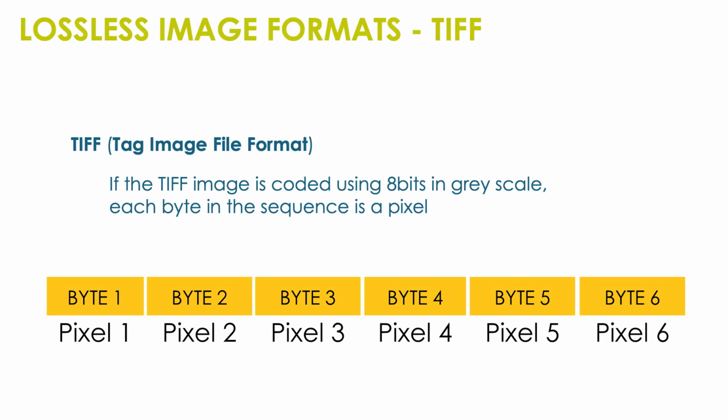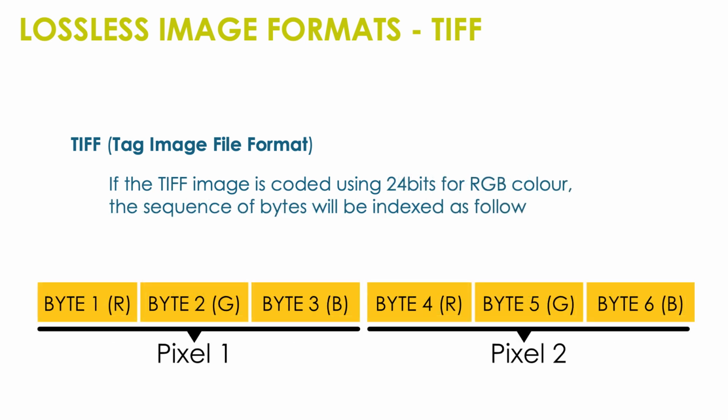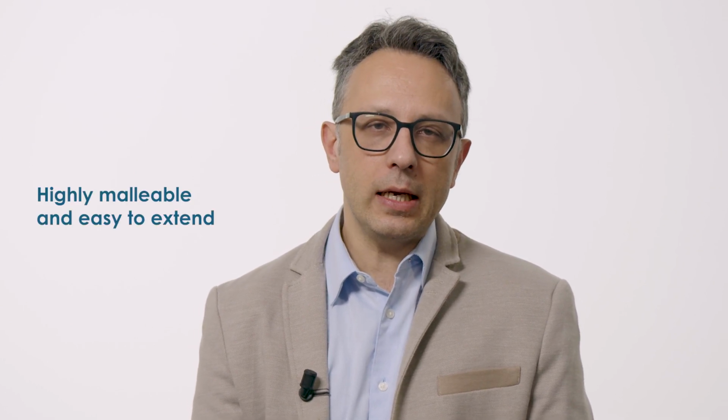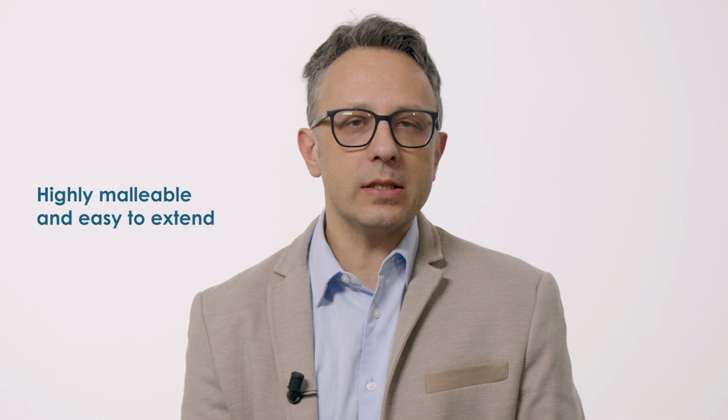So let's take, as the first example, an 8-bit grayscale image. Each byte represents basically a pixel. Now if we move to a 24-bit RGB image, we can have, for instance, one organization devoted to having 3 consecutive bytes, RGB, to represent 1 pixel. By changing the organization of the indexing table, bytes can be mapped onto pixels in different ways. So you can understand that this organization allows the format to be highly malleable and easy to extend. You just need to update the table.